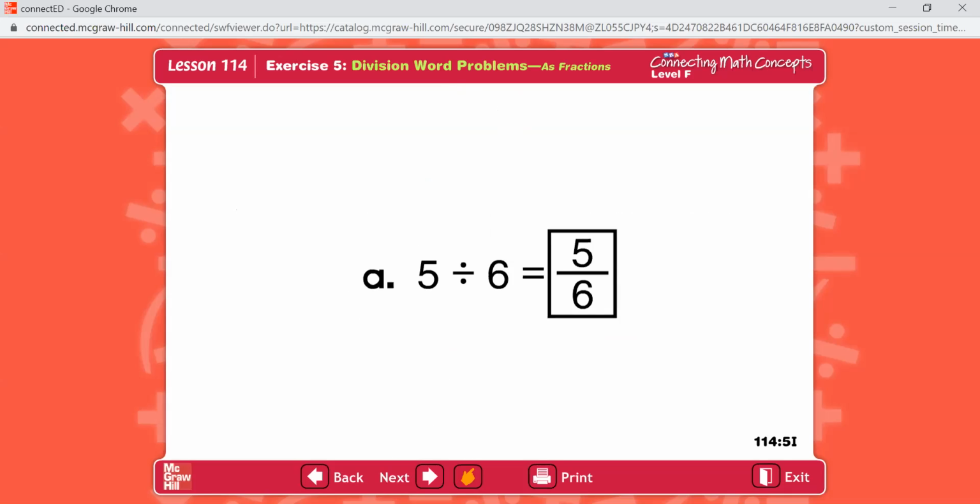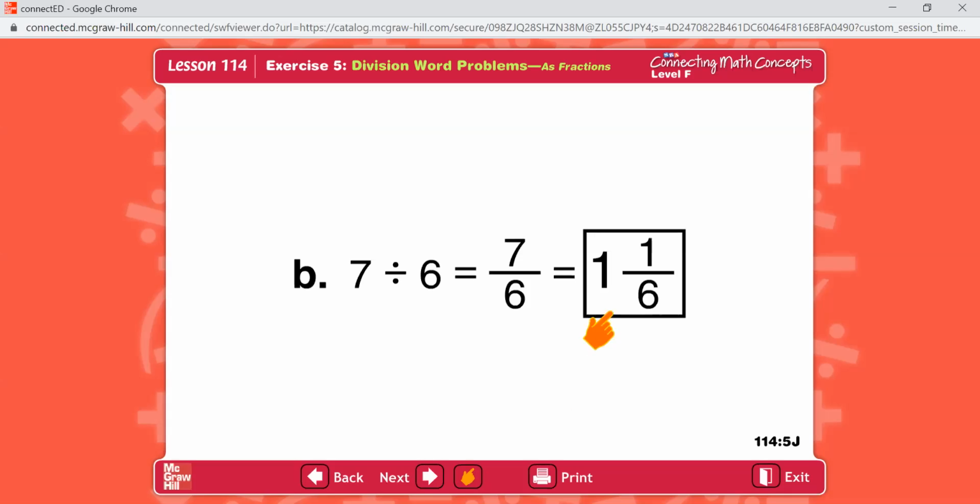Problem B, you divide 7 into 6 equal parts. Write the equation and the fraction. The equation you should have written, 7 divided by 6. And the fraction it equals, 7/6. And moving it even further, what does 7/6 equal as a mixed number? 1 and 1/6. Here's what you should have.